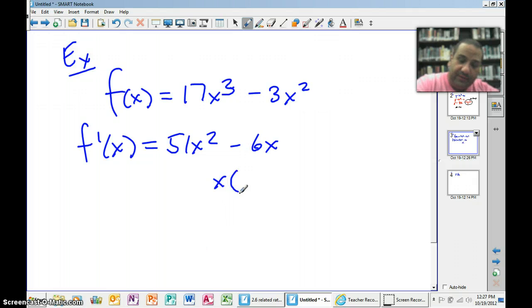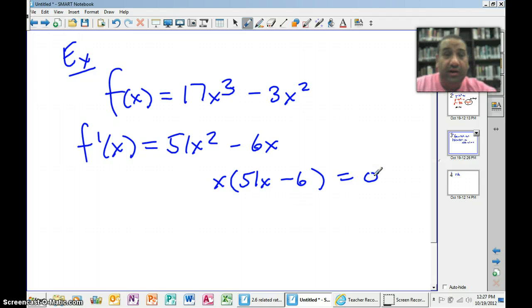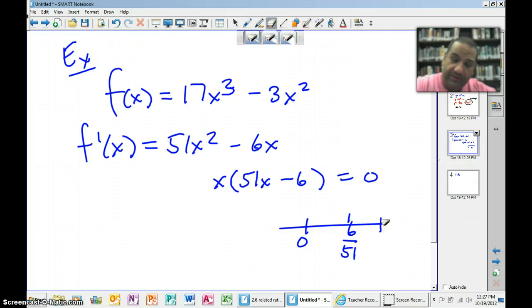Factor that. Set it equal to 0, I guess. And you're going to get x, and it's going to be 51x minus 6 equals 0. So you're going to get critical numbers at 0, and then it looks like 6 over 51. All right, 6 over 51. So we're going to check numbers in between. All right, and we're going to say, all right, to see if it's a max or min.